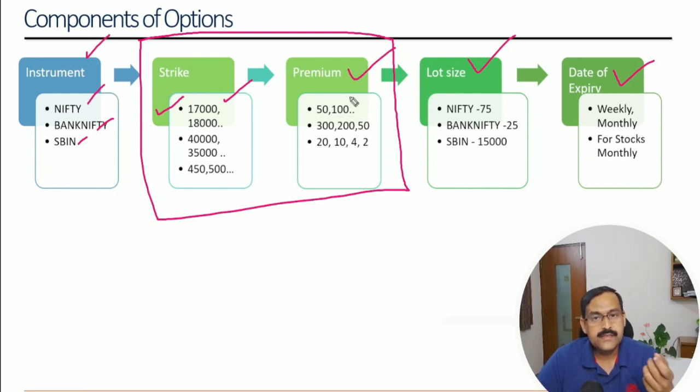And the premium is paid by the buyer to the seller. That is why the buyer does not have an obligation, and the seller receives the premium and is obliged to satisfy the contract in case the contract goes in the money. So the strike and the premium are the two new components in case of options. We will get more deep into these things.